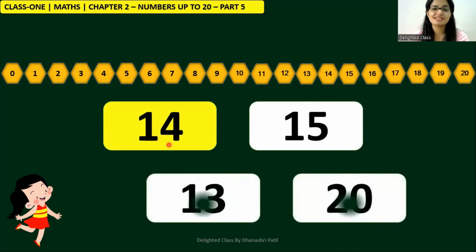Now next question is 13 and 20. 13 and 20 में छोटा कौन सा होगा? Yes, you're right. 13 ये ज्यादा पास है. It is more close to 0 as compared to this number 20, है ना? So 13 is smaller than 20. So we colored it as a yellow, okay?